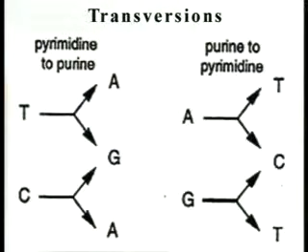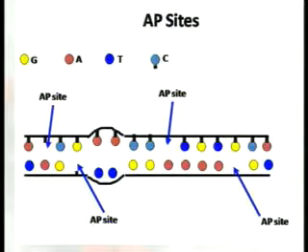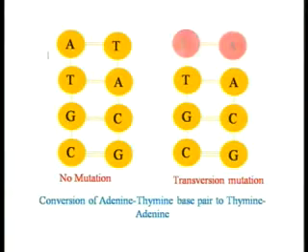These sites where this happens are referred to as apurinic or apyrimidinic sites. If the AP site is not repaired, any of the 4 DNA bases would be inserted into the new strand opposite the gap. When a purine replaces a pyrimidine or vice versa, it is referred to as transversion mutation. For example, an adenine-thymine base pair can be converted to a thymine-adenine base pair.